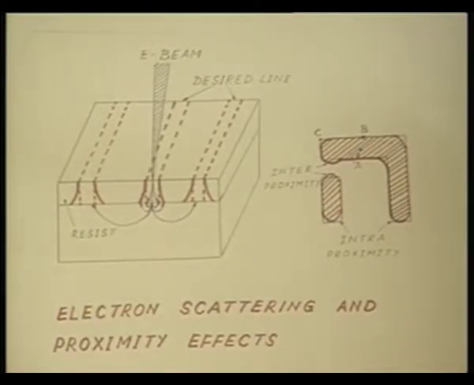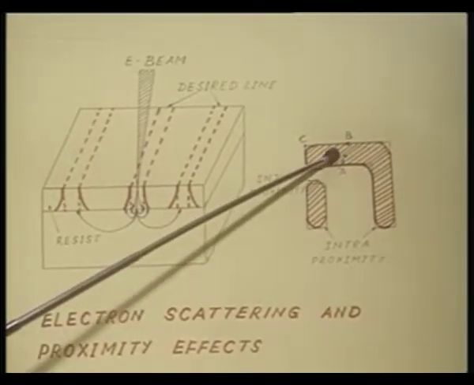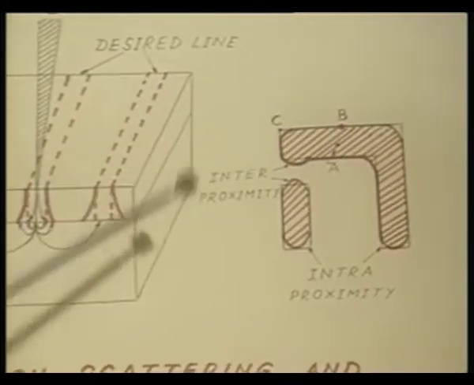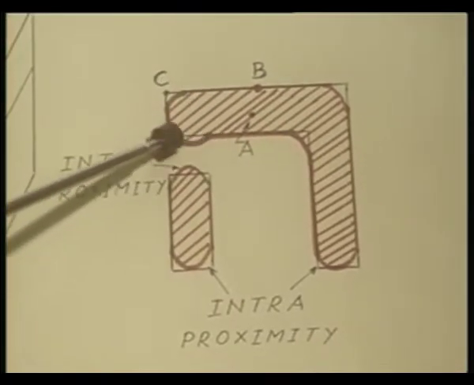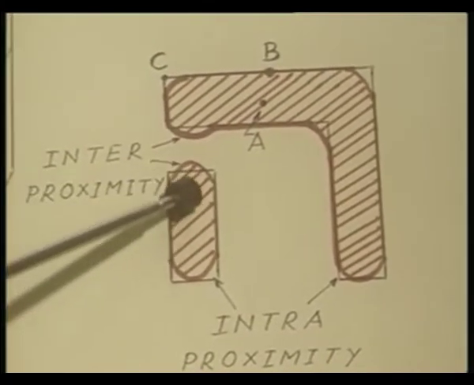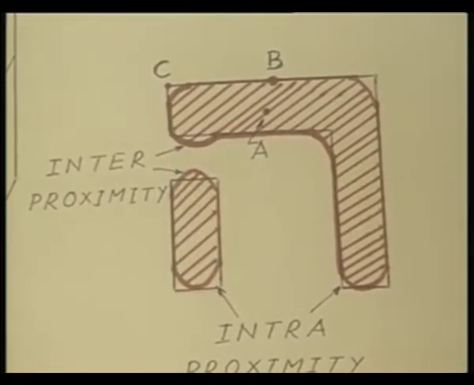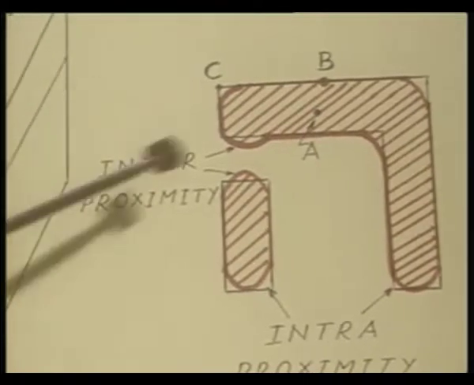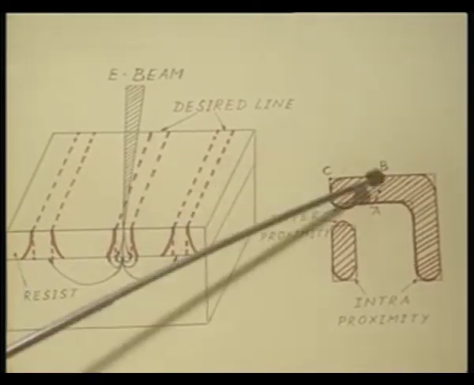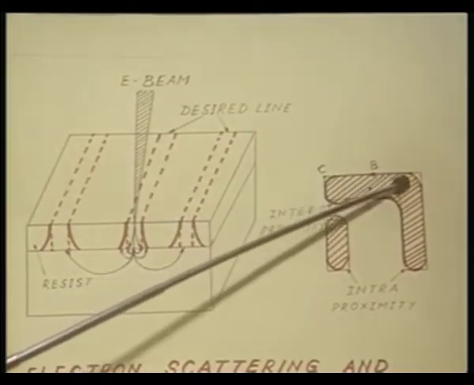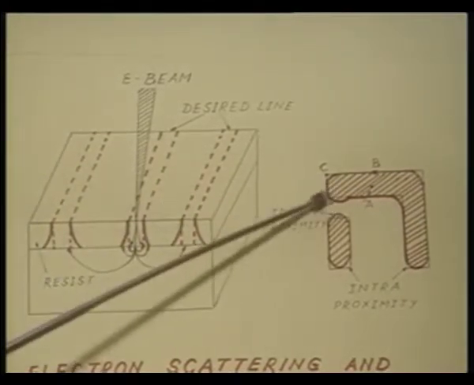On the other hand, because this rectangle is placed close to this L shaped pattern, the points here are receiving more than their quota of radiation. The electrons which are scattered from here onto this, the electrons which are scattered to the next pattern, are causing an over development and therefore, the pattern has actually taken the shape that is shown here. This is called the inter-proximity effect.